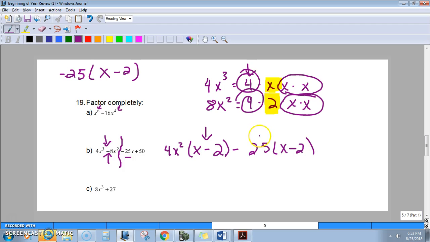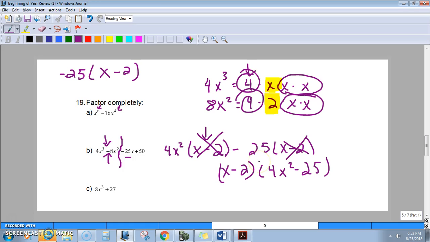So now, instead of factoring out something from each side, I'm going to factor out x minus 2 from this whole huge polynomial, because we have x minus 2 in this term and we have x minus 2 in this term. So now if I factor out that x minus 2, what do I have left over? I have 4x squared minus 25.